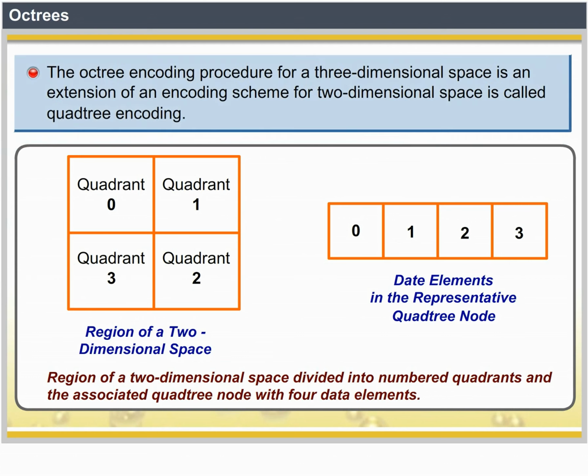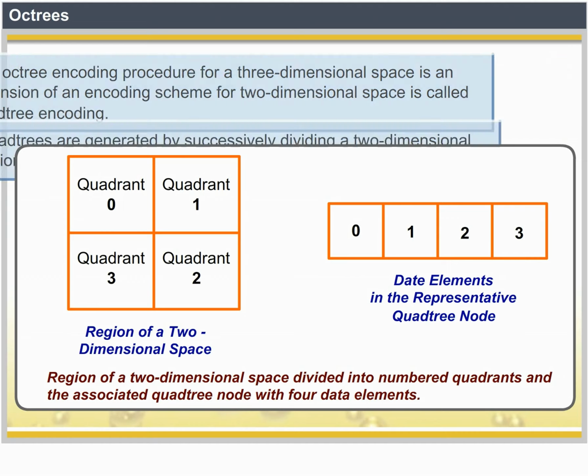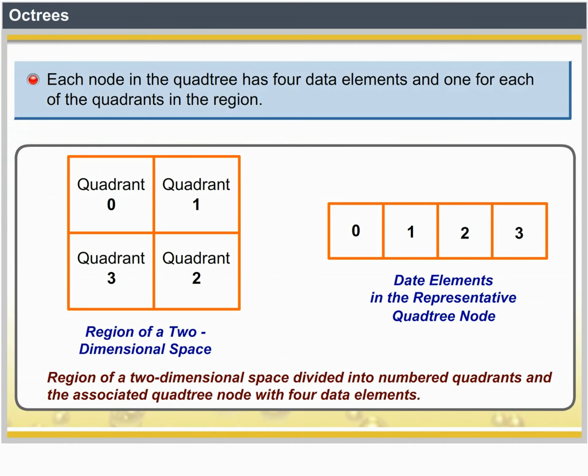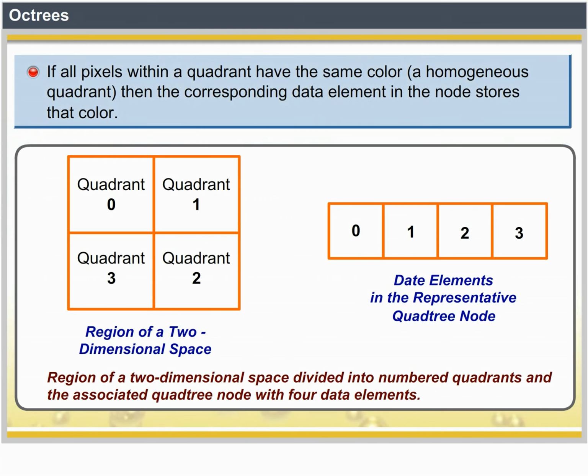The octree encoding procedure for a three-dimensional space is an extension of an encoding scheme for two-dimensional space called quad-tree encoding. Quad-trees are generated by successively dividing a two-dimensional region, usually a square, into quadrants. Each node in the quad tree has 4 data elements, one for each of the quadrants in the region, as shown in the figure. If all pixels within a quadrant have the same color, a homogeneous quadrant, the corresponding data element in the node stores that color.